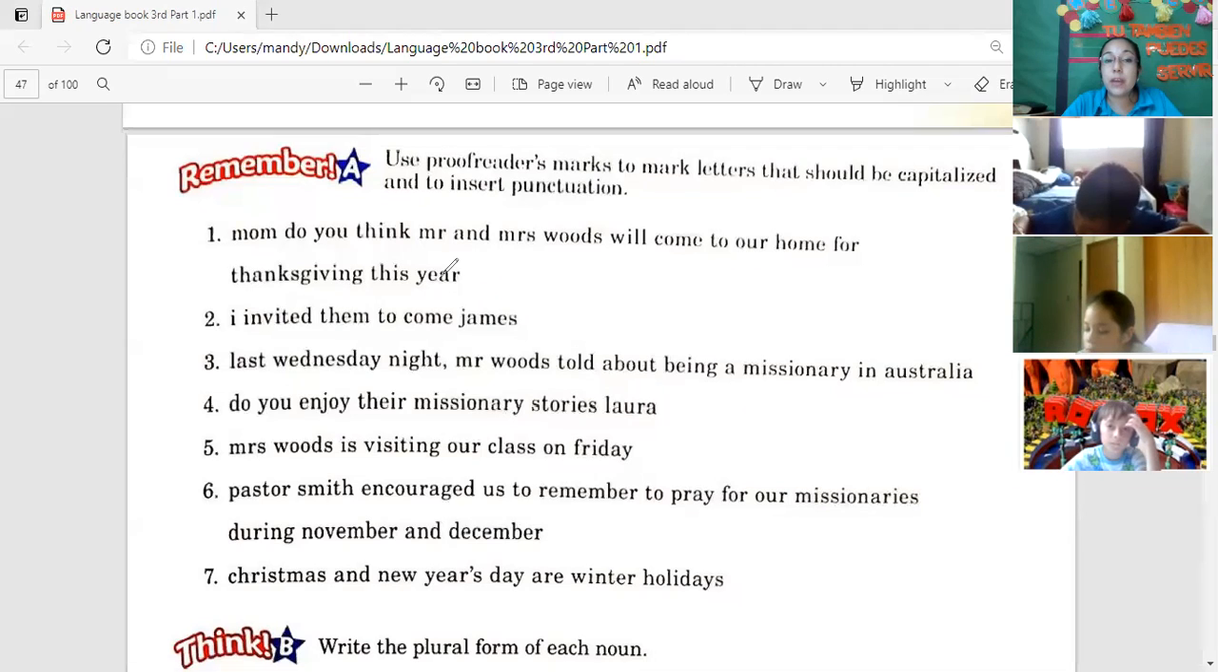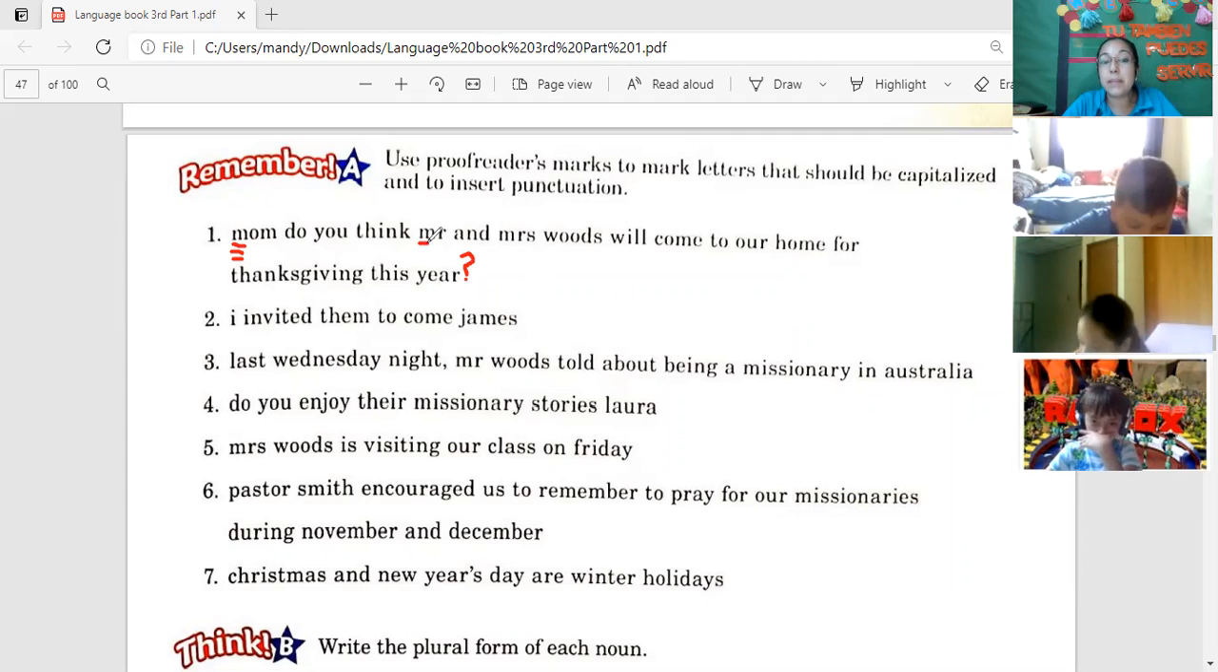Mom, do you think Mr. and Mrs. Woods will come to our home for Thanksgiving this year? Okay, so this one is a question. That means it is an interrogative sentence. So we write a question mark here. Yes? And you know the capitalization rules. Yesterday we studied this one. So remember, we capitalize the first letter of the first word in a sentence, yes? So we write it here.